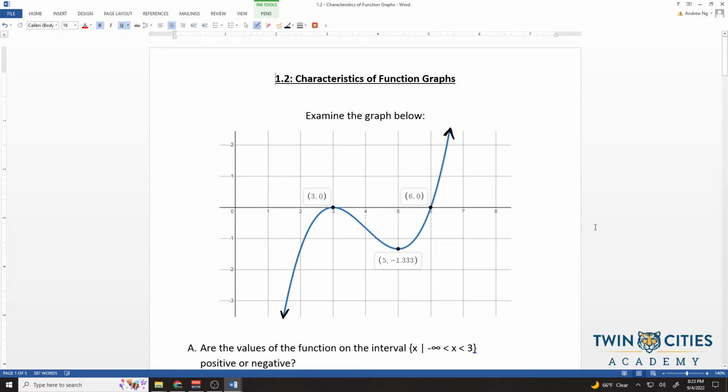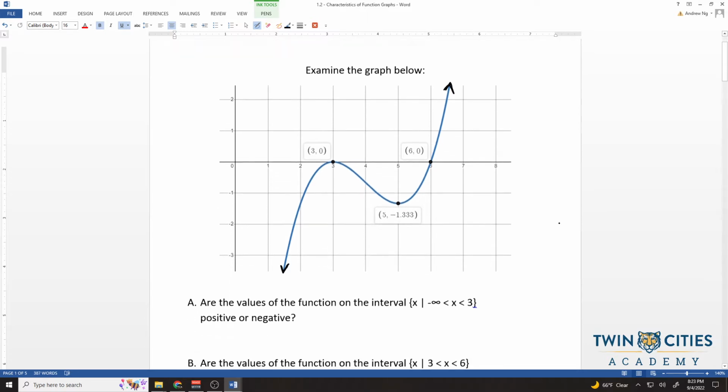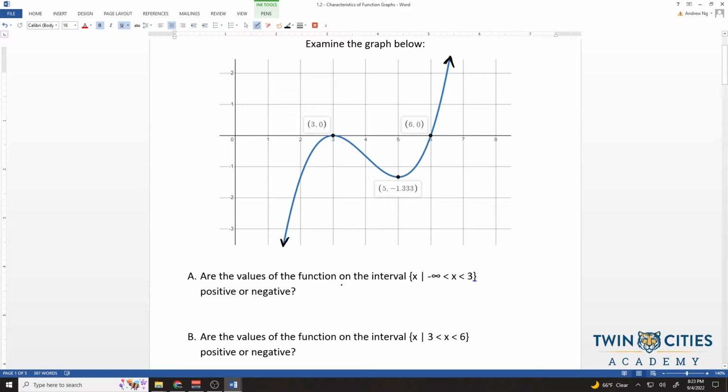So let's ask a few questions about this graph then. Are the values of the function on the interval from negative infinity to 3, so these are the x values here, negative infinity less than x less than 3, are they positive or negative? Well, this means that the points coming from way out here in negative infinity would be down here. Going from left to right, we are all negative all the way through that entire interval. So from negative infinity all the way to (3, 0), or just before (3, 0), all of these values of the function are negative.